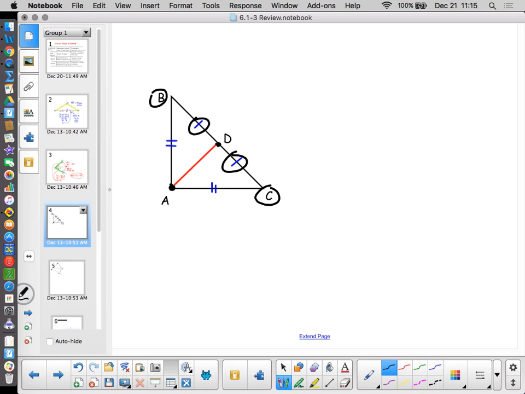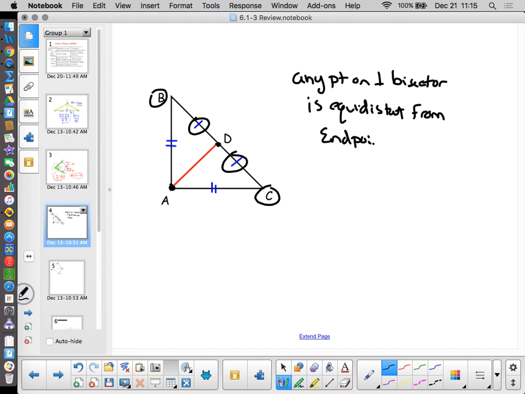Any point on the perpendicular bisector is equidistant from the endpoints of the segment. Okay, that's one of our theorems. That's how I can tell it's on the perpendicular bisector. So part A was yes in the review.